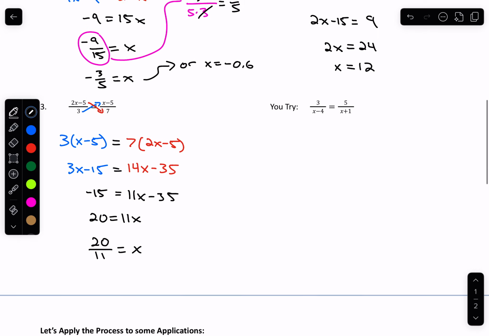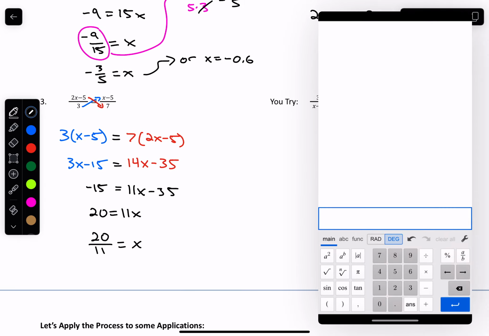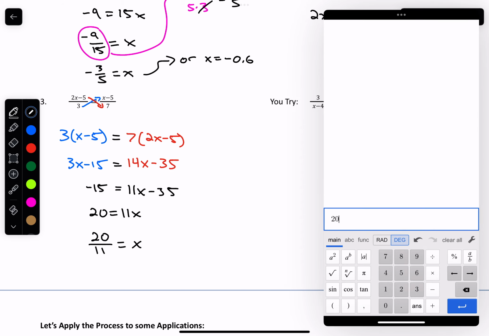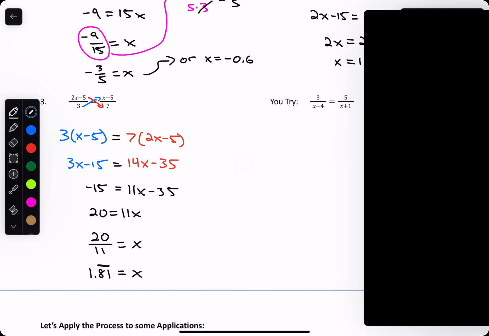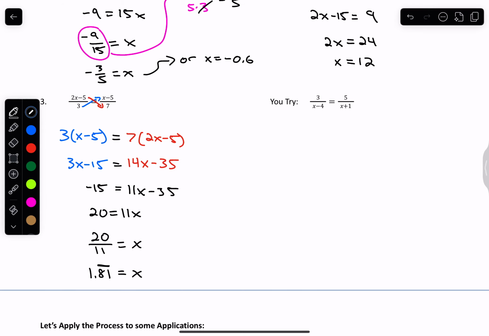If you do want to turn it into a decimal though, we can go ahead and pull out a calculator and type in 20 over 11. And notice we get 1.81818181. So we can write that answer as 1.81 with a bar over the 81 is equal to x, where that bar just signifies that the 81 continues to repeat itself. All right, now there's a you try problem. Please pause the video, give it an attempt.